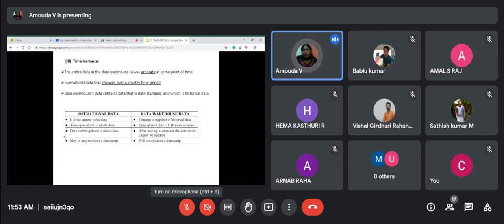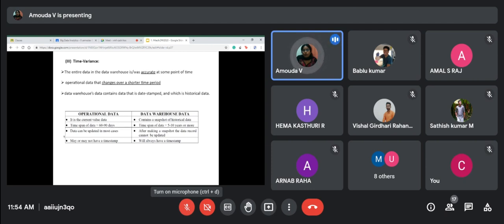It is a date stamp or time stamp, I should say, that becomes historical data. That's all. It becomes historical data. You can see that operational data is current value data. Here it is historical data.